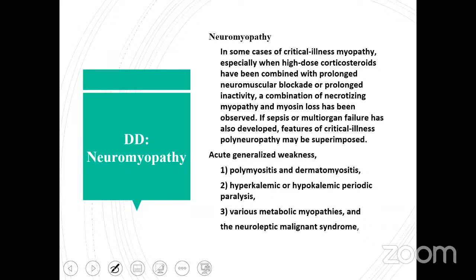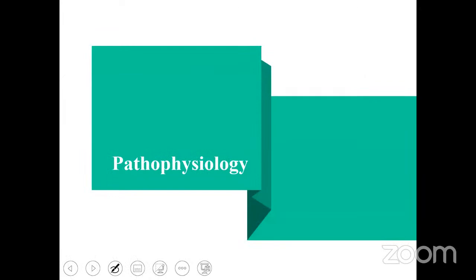In some cases of critical illness myopathy, especially when high dose corticosteroids have been combined with prolonged neuromuscular blockade or prolonged inactivity, a combination of necrotizing myopathy and myosin loss has been observed. If sepsis or multi-organ failure has also developed, the critical illness polyneuropathy may be superimposed. In that case, you have features of both. There are some other causes of acute generalized weakness, that is polymyositis, dermatomyositis, hyperkalemic or hypokalemic periodic paralysis, and various metabolic myopathies and neuroleptic malignant syndrome. But in this case, we are not considering them. So now, after having seen the introduction, let us look at the pathophysiology of these conditions.